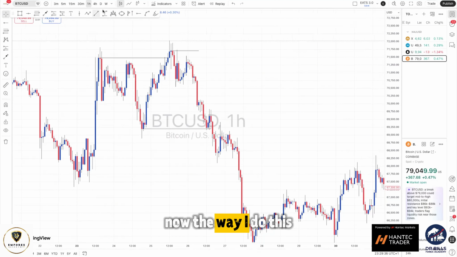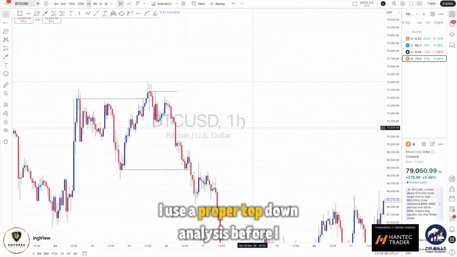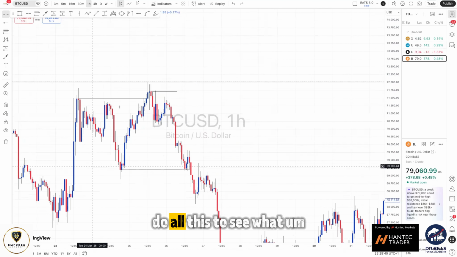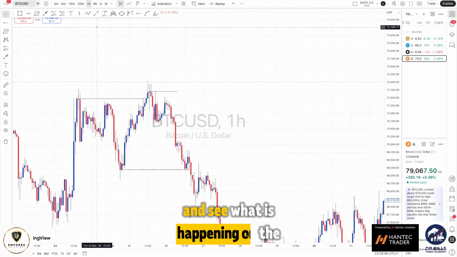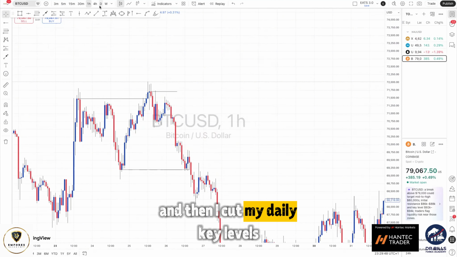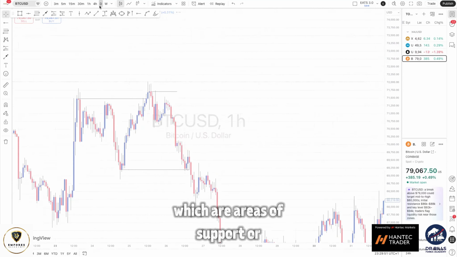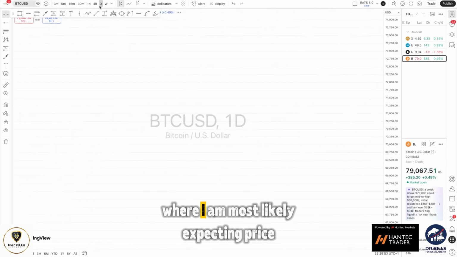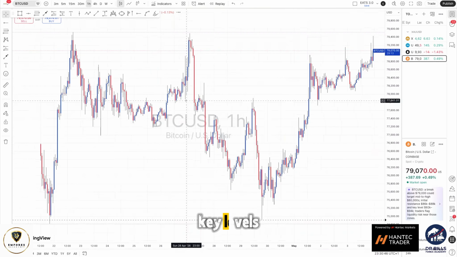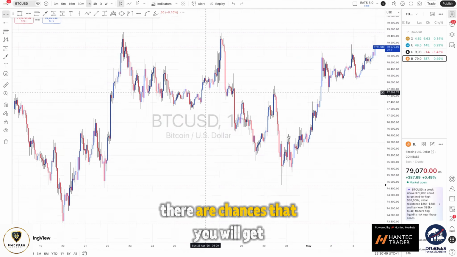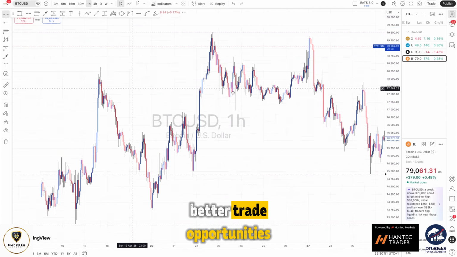You use this in confluence with higher time frame narrative. Okay. Now, the way I do this, I use a proper top-down analysis. Before I see what the action is saying on the 1 hour, I go to the daily time frame and see what is happening there, and then mark out my daily key levels, which are areas of support or resistance on the daily time frame where I am most likely expecting price to pull back. Okay, but if you wait for those higher time frame key levels, there are chances that you will get better trade opportunities.